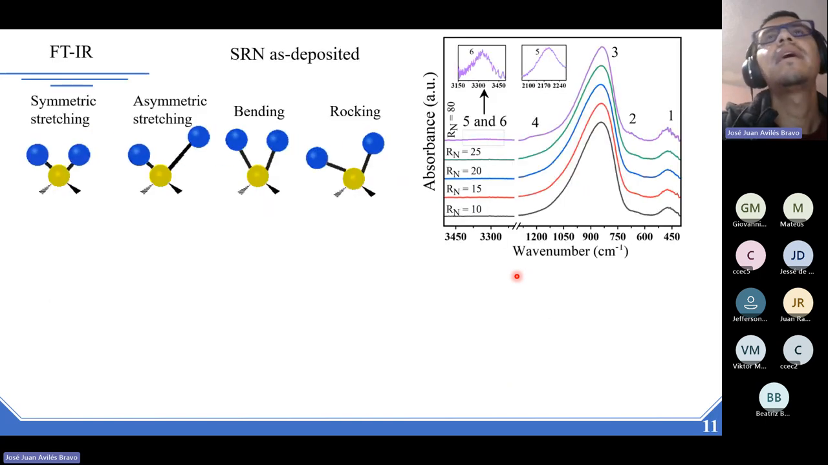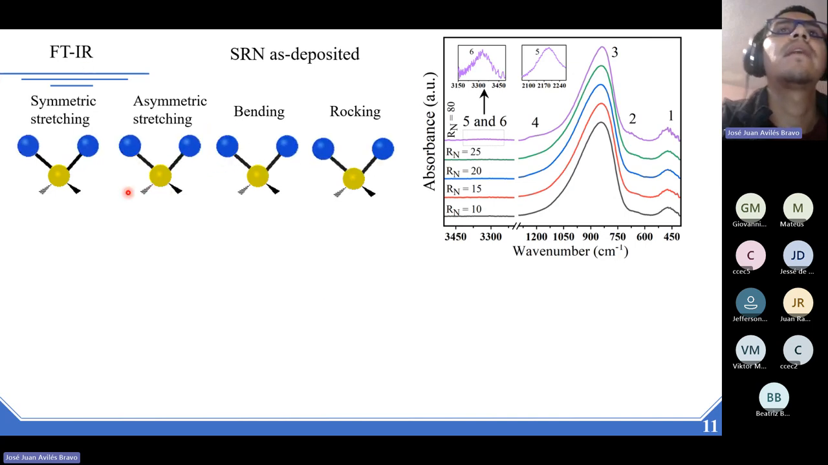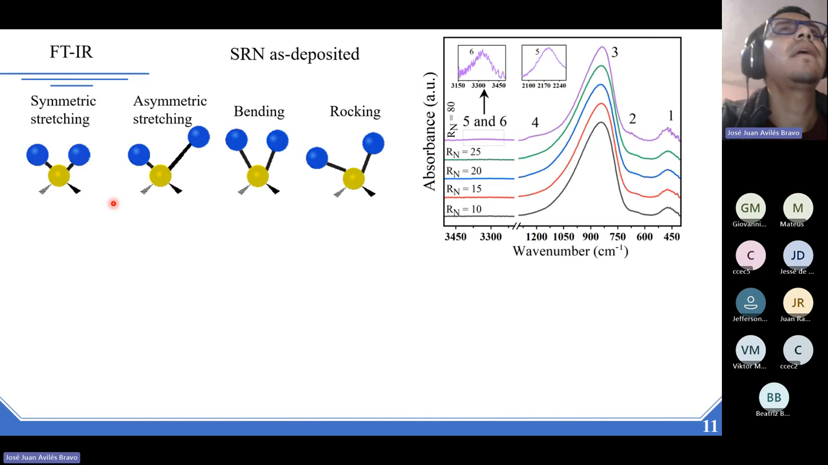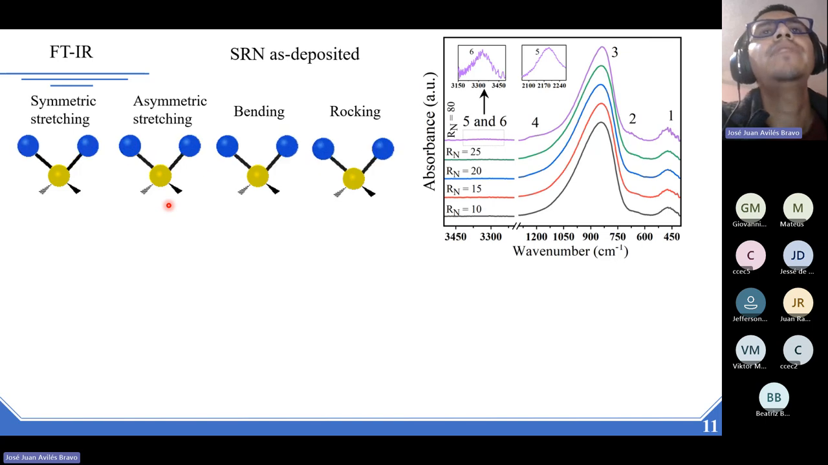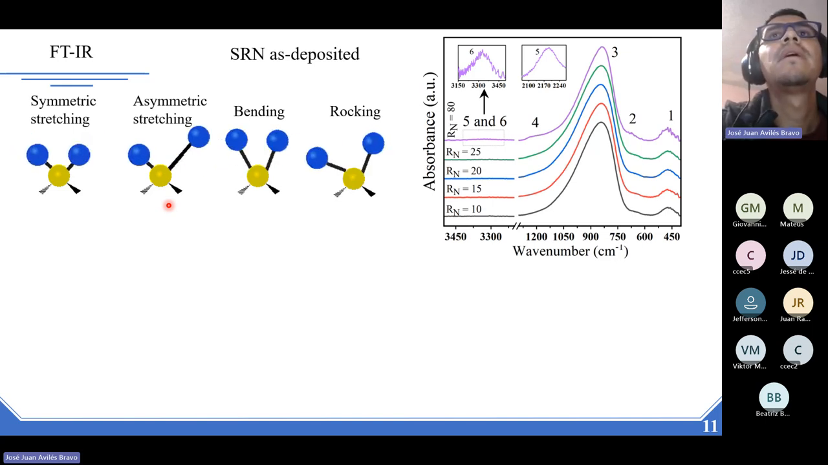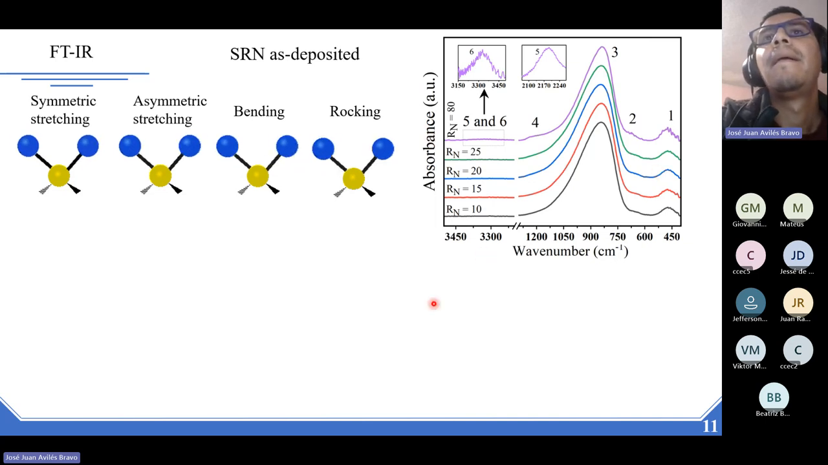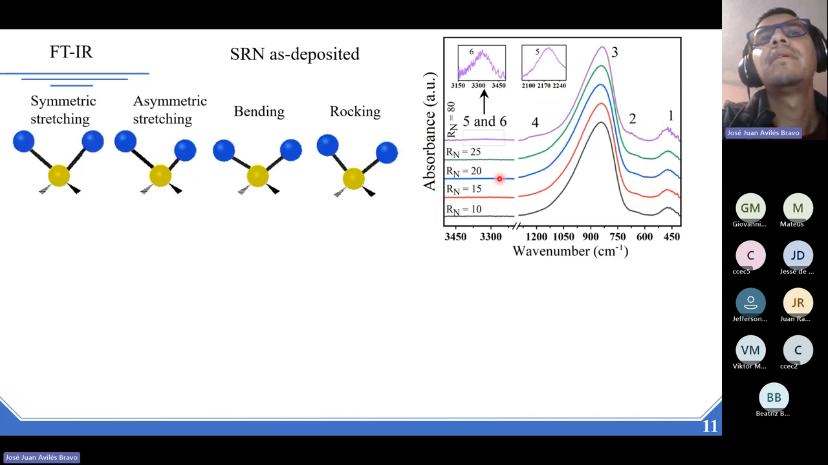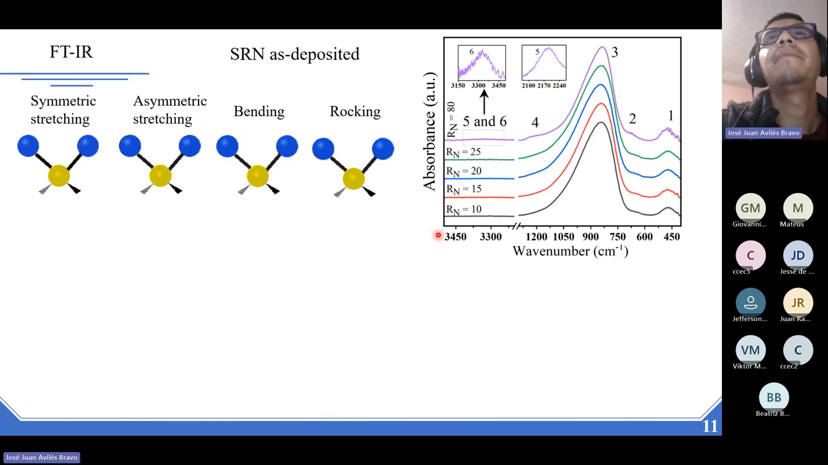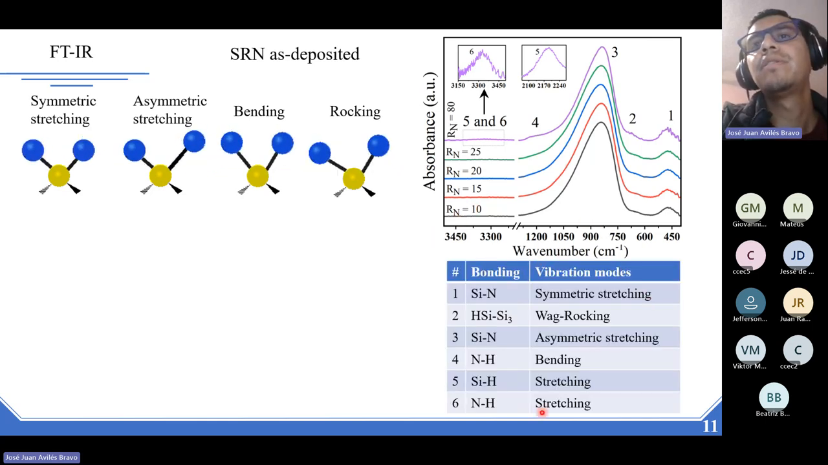The second characterization is Fourier transform infrared spectroscopy. This technique allows us to identify the vibration modes of the molecules present in the films. The spectra in this figure exhibit all the vibration modes.